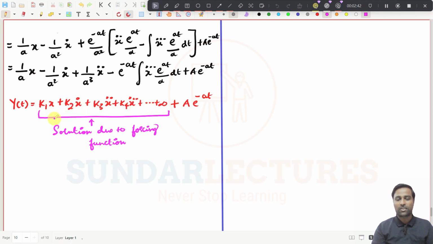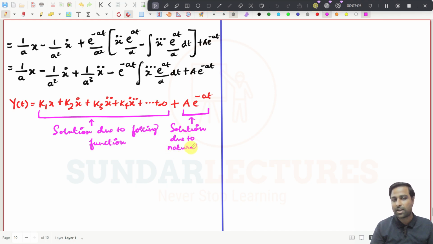Higher order derivatives, constant with x, and then it will go for higher order derivatives till infinity. So it looks like this one. While solving a problem, it will be very easy to understand. Now, what is this one? This is nothing but the solution due to natural function.